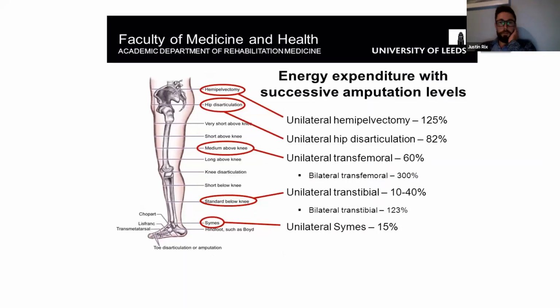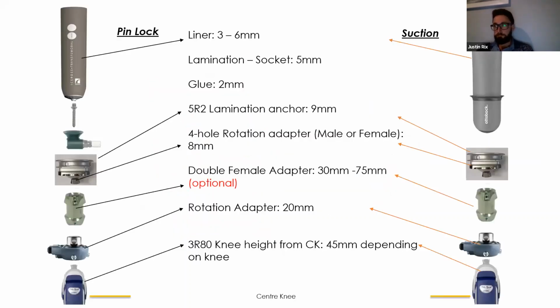So when it comes to energy expenditure levels, we've got the slide that we took from the University of Leeds, and as you can clearly see, the higher the level of amputation, the more energy is required to power the prosthesis. But it's not only powering the prosthesis, it's balance, coordination, and controlling of the prosthesis. What is the weight of the various components that come with the prosthesis that we need to look at?